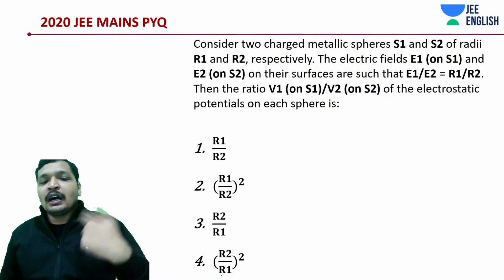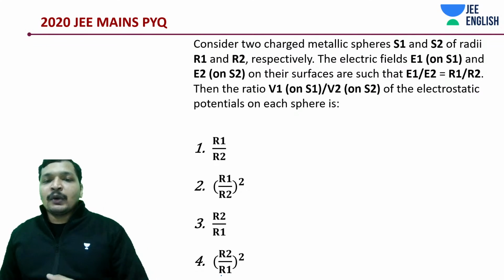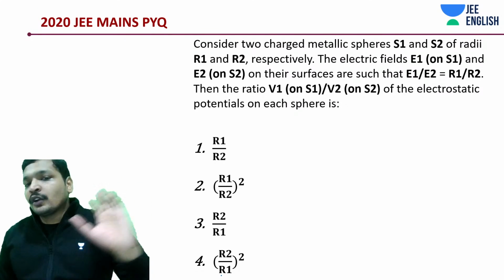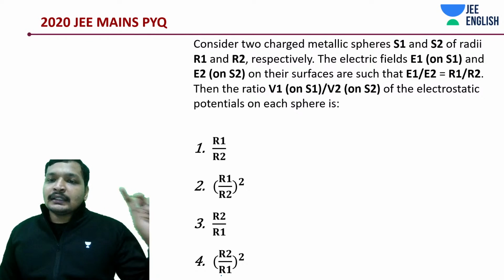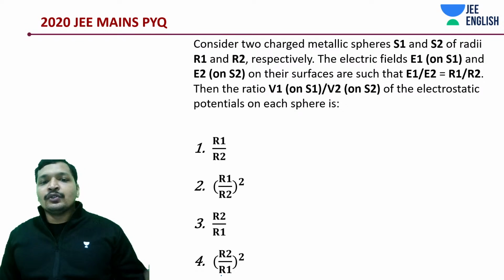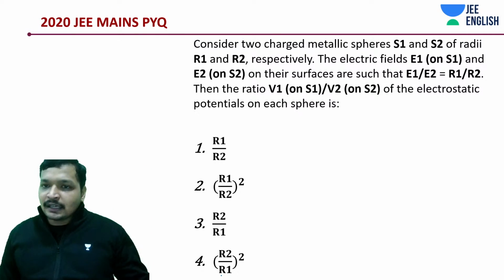Basically, you're given options: R1 by R2, R1 by R2 whole square, R2 by R1, R2 by R1 whole square. Consider two metallic spheres S1 and S2 of radii R1, R2, different radii. The electric field E1 is due to S1 and electric field E2 is due to S2 on the surfaces. They're basically talking about surface electric field.